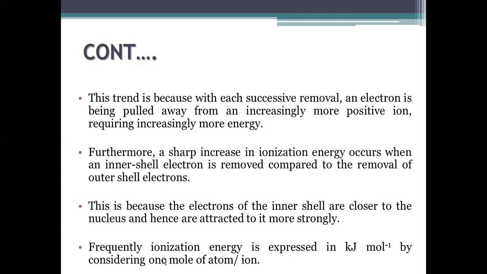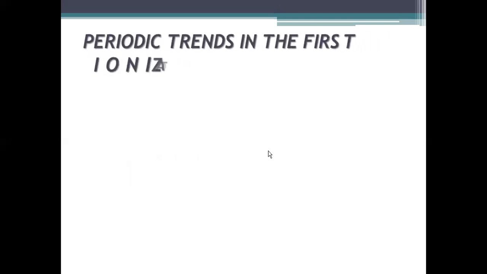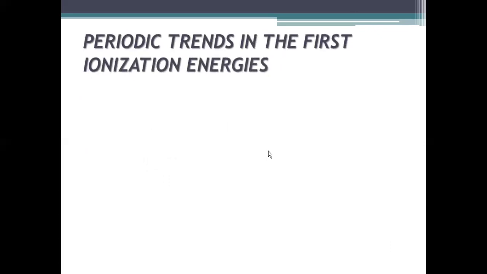So here we are going to explain the ionization energy in kilojoules per mole of atoms. And next we are going to speak about the periodic trends in the first ionization energy. Whenever we speak about periodic trends, mostly we are speaking along the period and down the group. That is the specification.